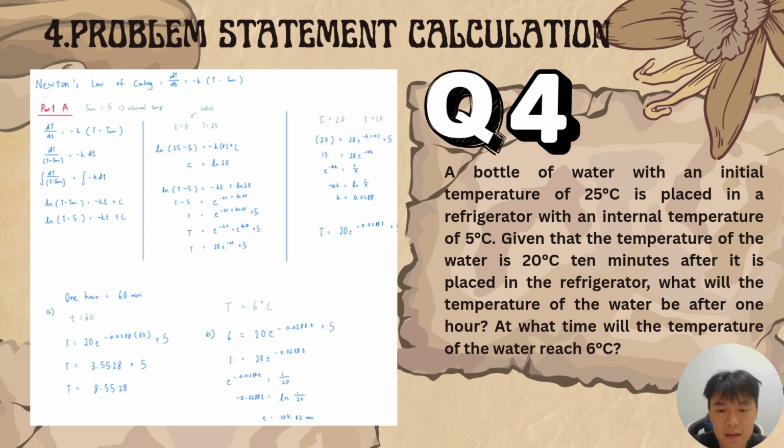And lastly, the question asks at what time the temperature of the water reaches 6 degrees Celsius. So we just sub T equal to 6. Then we can find that the time is t equal to 104.02 minutes.